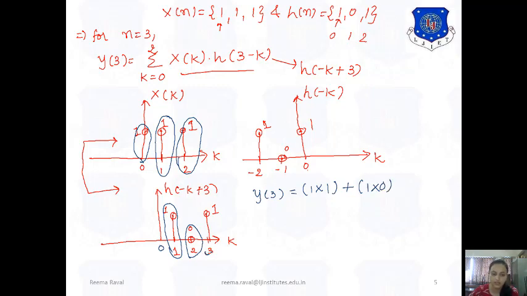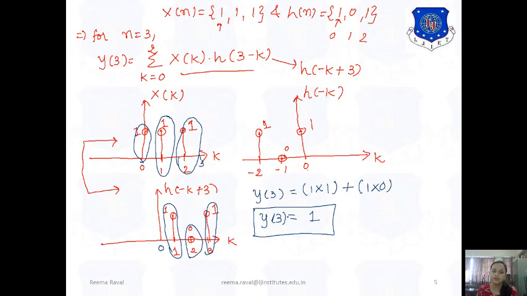Now here at instant 3 the value is 1, but here at instant 3 there is no value, so we cannot consider it, or else we can take it as 0. So from this we can say that y of 3 is 1. Okay, so this is the answer of y of 3, right?